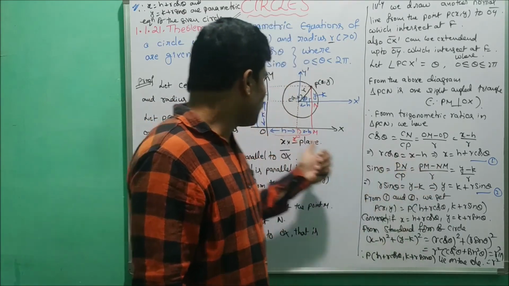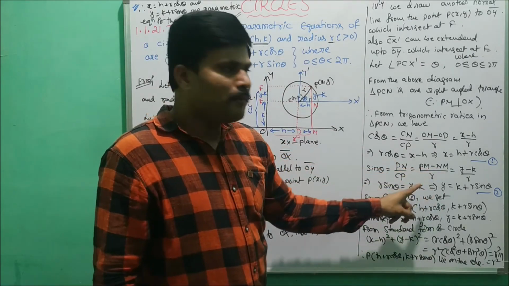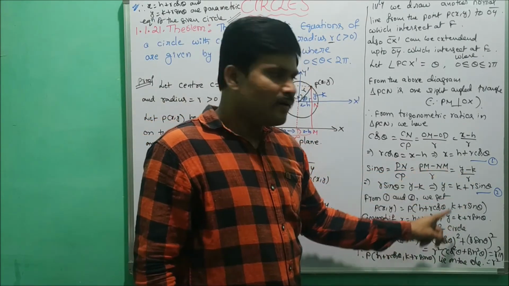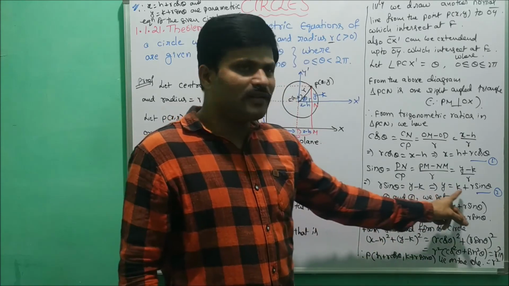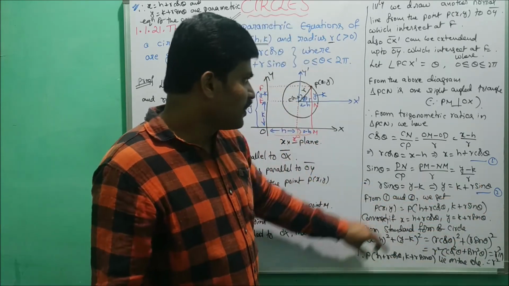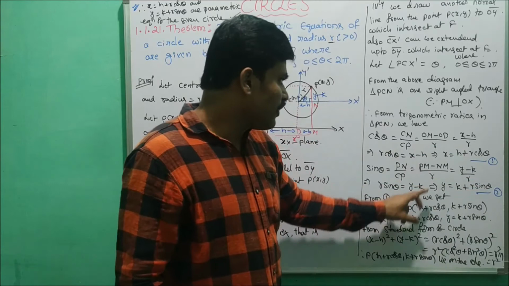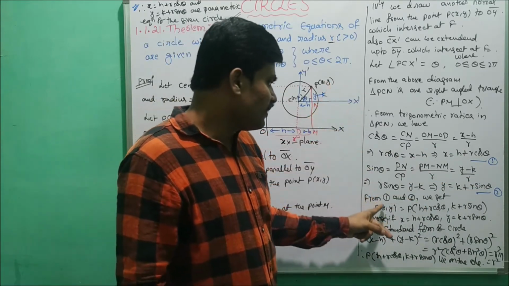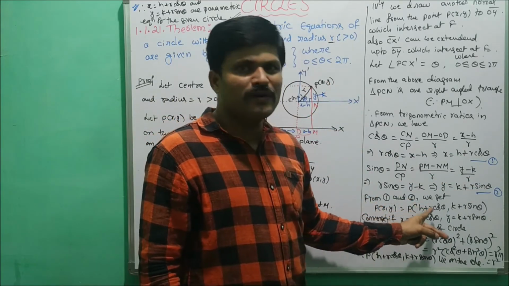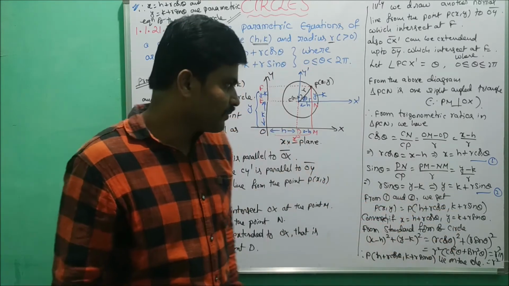Here PN can be written as PM minus NM. PM is y, NM is k by r. Now it can be simplified that the value of y is k plus r sin theta. Now from these two equations, we have to substitute in that point P of xy. Therefore, P of xy equals P of h plus r cos theta, k plus r sin theta.